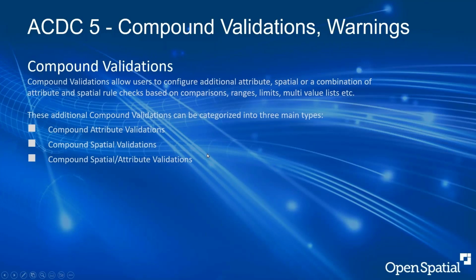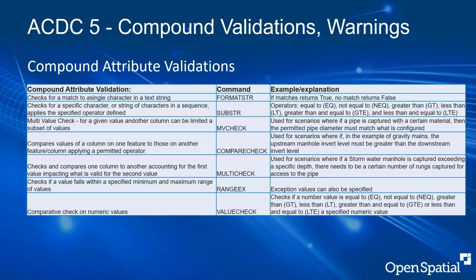So compound validations allow you to configure additional attribute and spatial, or a combination of attribute and spatial rules that deal with things like comparisons, ranges, limits, multi-value lists. And I'll run through each of these, but they're grouped into just attribute, spatial, or spatial and attribute. And so this becomes really useful. Way too much detail, so on attribute, I'll run through just a few things.